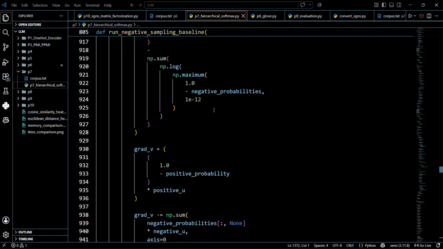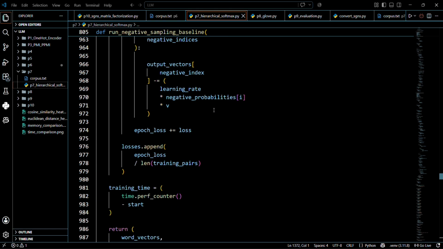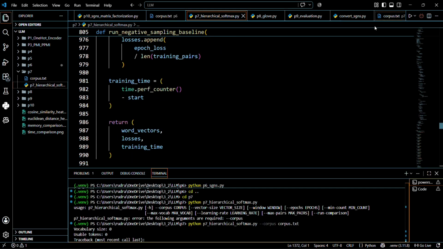Therefore, I implemented hierarchical softmax with a Huffman tree, verified the probability distribution, compared different output layers, and compared Huffman and random binary trees.